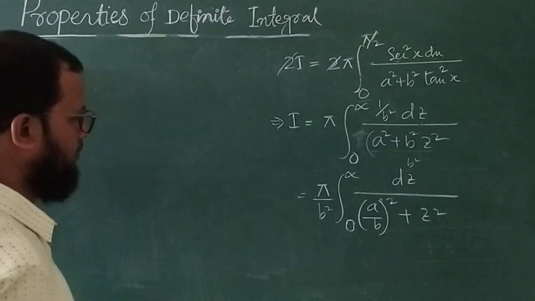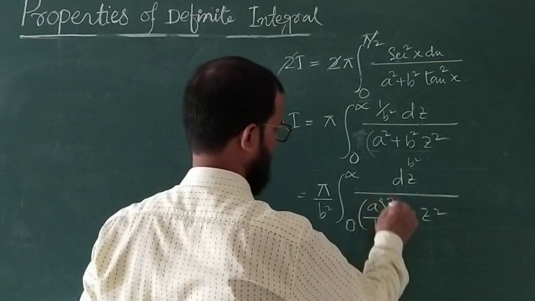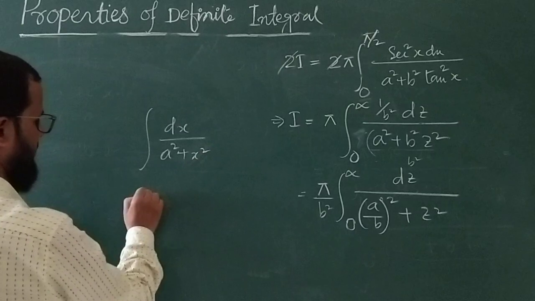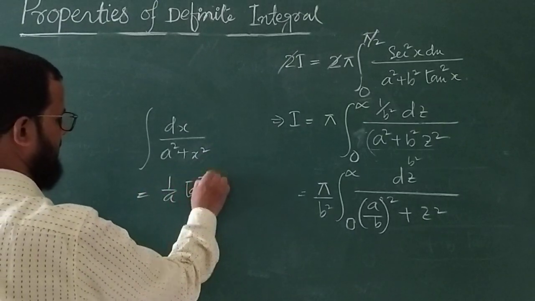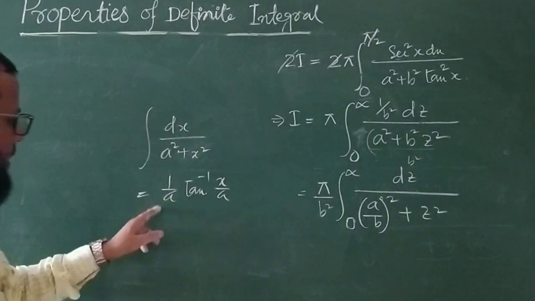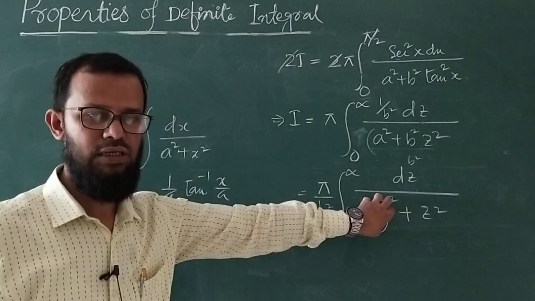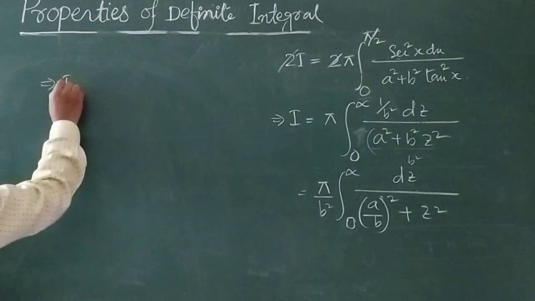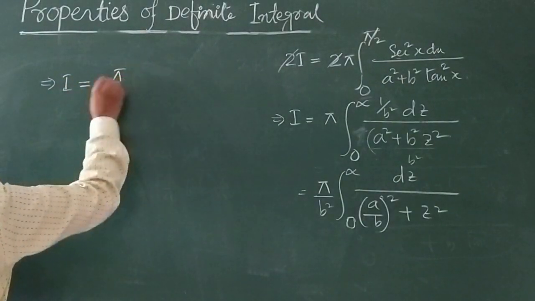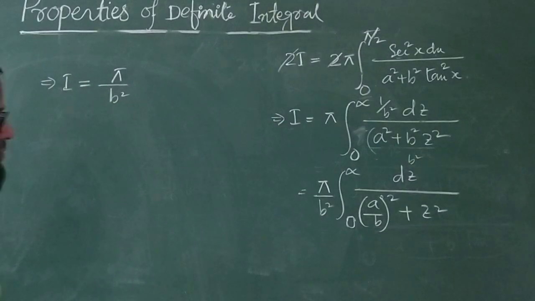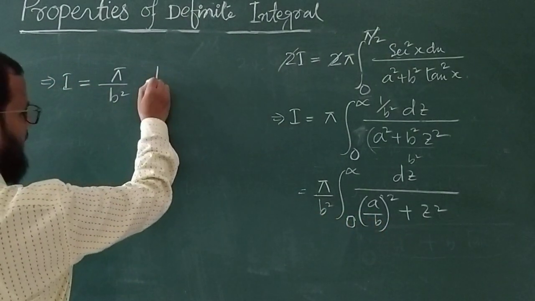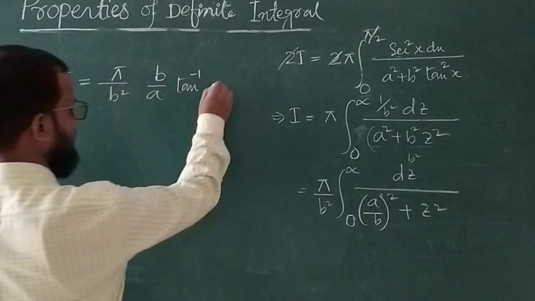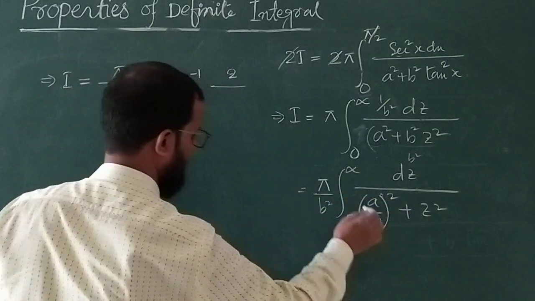Now suppose this is a very special integral: integration dx by a square plus x square. What is the formula? 1/a tan inverse x by a. Here a means a/b. Use this rule, this integral, and you get I equal to π/b square, and 1/a means 1/(a/b), which is b/a, tan inverse z by this a/b.